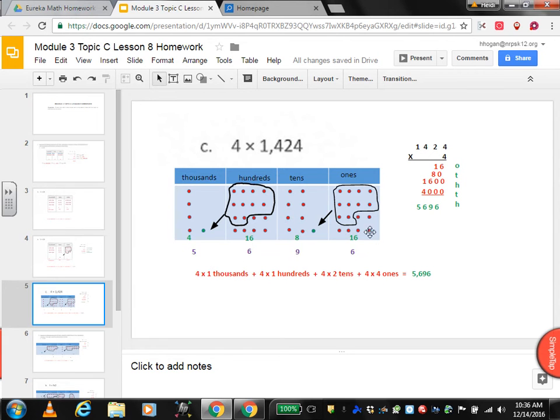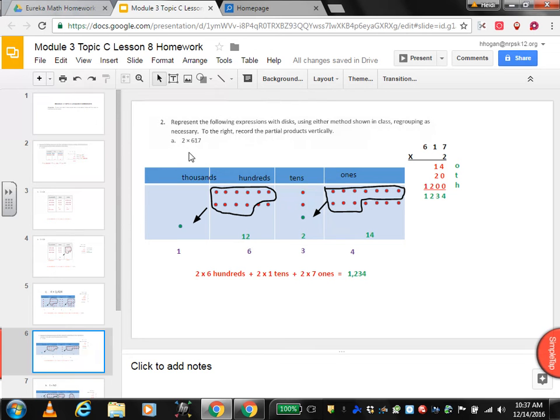If we do our partial products, 4 times 4 ones is 16. 4 times 2 tens is 80. 4 times 4 hundreds is 1,600. 4 times 1,000 is 4,000. 5,696, which matches our regrouping.